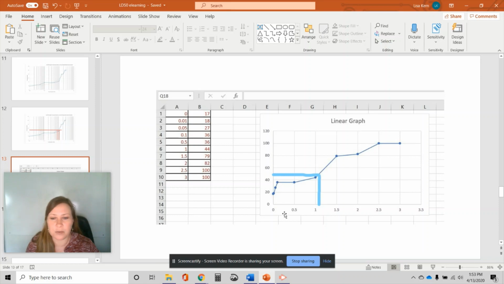So again, you're going to find the 50%. I've lost my axis labels. That's okay. 50% is here. So 50% mortality, go across, and then you come down, and it's going to be somewhere between 1 and 1.5. And again, that's going to fall within the range of what we had before.